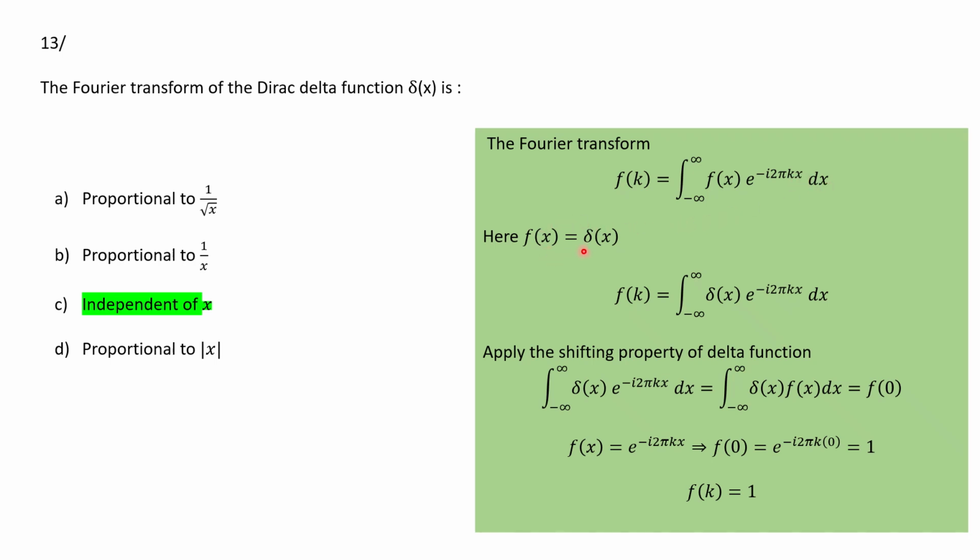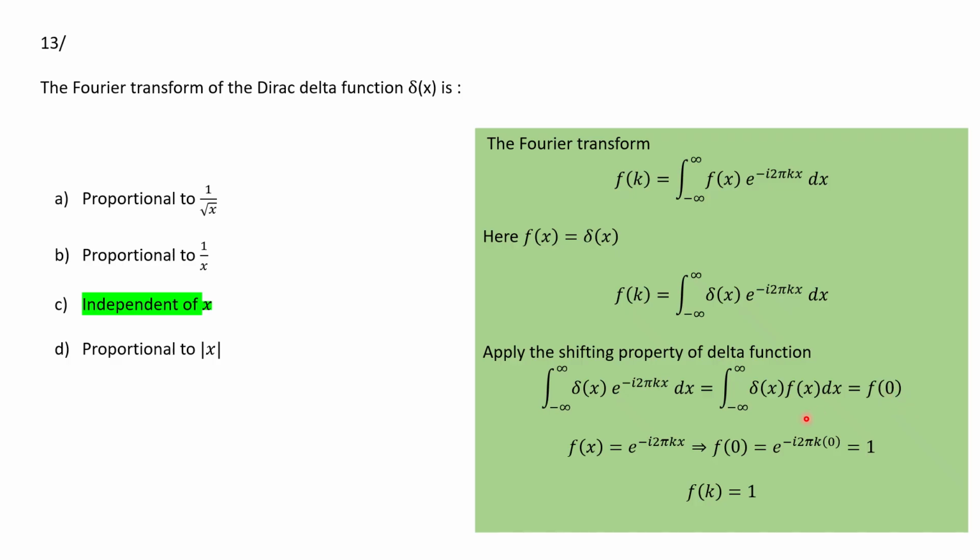तो हमारे पास यहाँ पे क्या है, एक फंक्शन है जो कि गिवन है डिराक डेल्टा फंक्शन, दैट इज डेल्टा एक्स. ओके, so f of k can be written as the integration over minus infinity to infinity of delta x e to the power minus i 2 pi kx dx. और हमें पता है कि the shifting property of the delta function is, integral of delta x times f of x dx will be equal to f of 0.